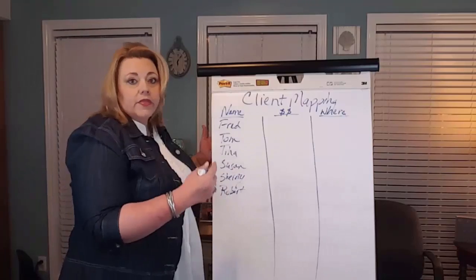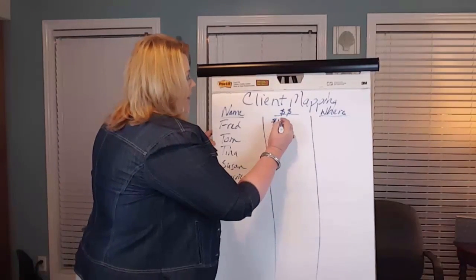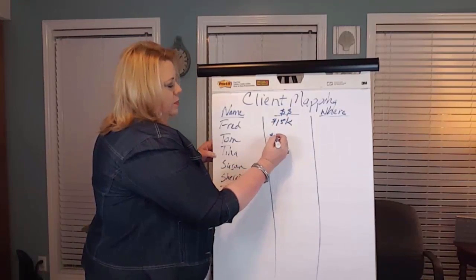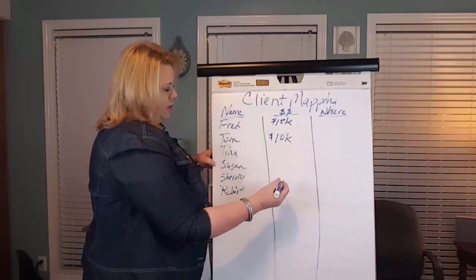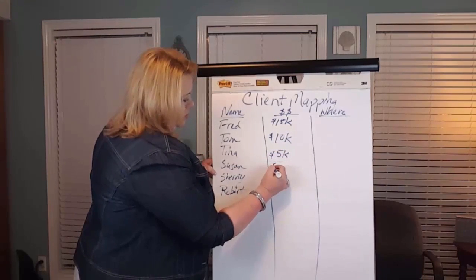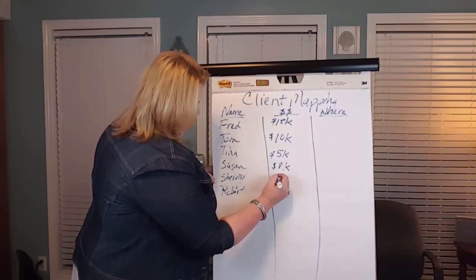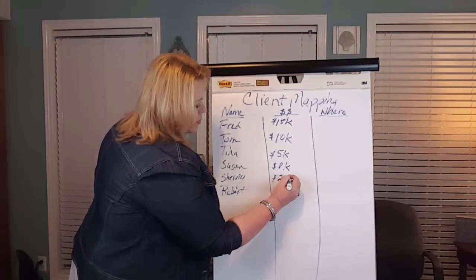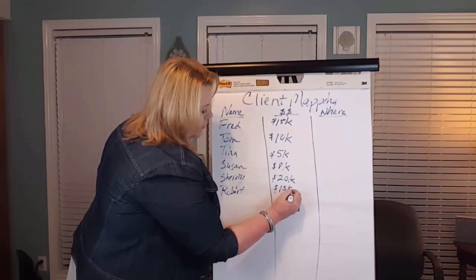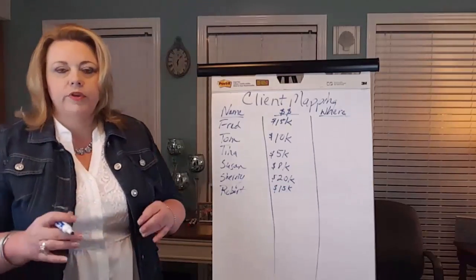And let's say that Fred spent $15,000 with you over the last 12 months. Let's say that Tom spent $10,000 with you over the last 12 months. Maybe Tina only spent $5,000. Susan, she's going to spend $8,000. Sherry is the big spender. She's spending $20K, and Robert will give him $15K. Okay, so we've made this list.